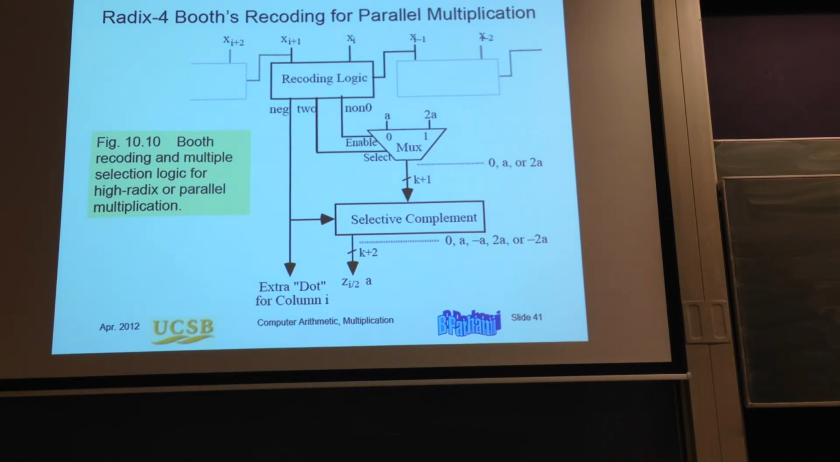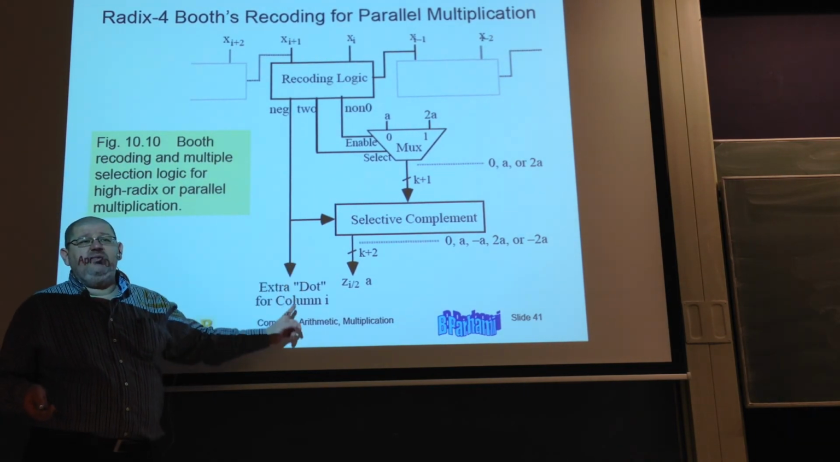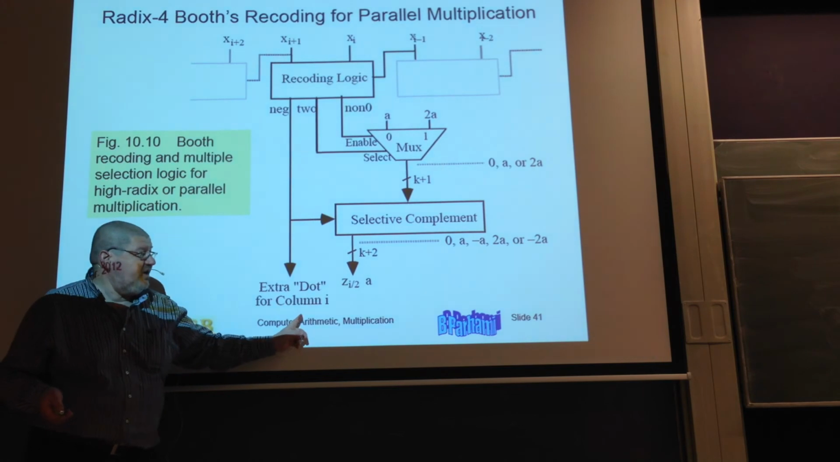Okay, this is the recoding principle for this scheme. And this is the extra dot in column I, the one which is telling me whether to add or subtract.